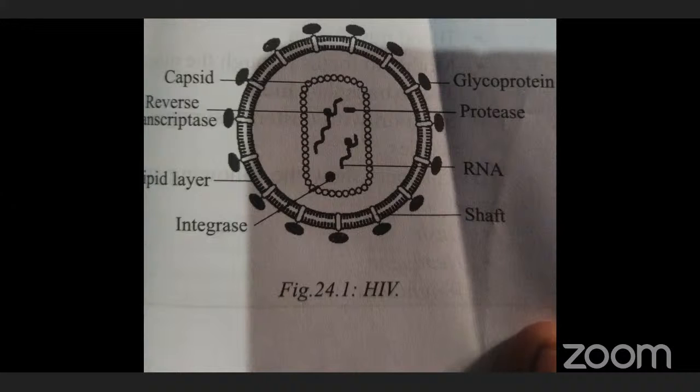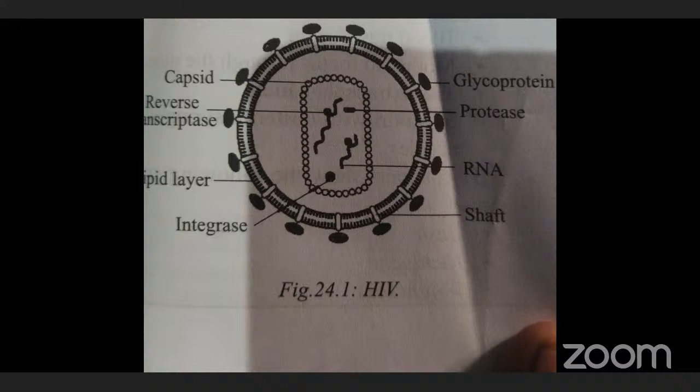That envelope is made up of a lipid bilayer. That envelope is studded with spherical glycoproteins, which are also studded in the lipid bilayer at specific regular intervals. The capsid is made up of protein subunits, called capsomeres.